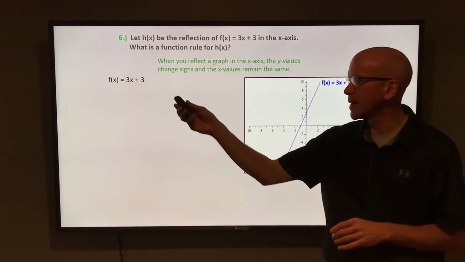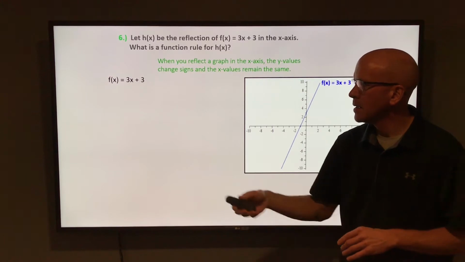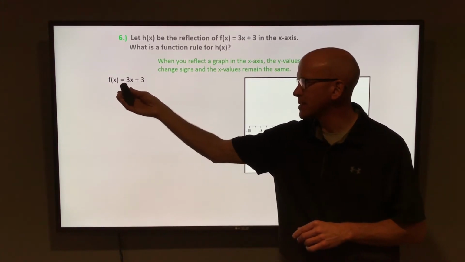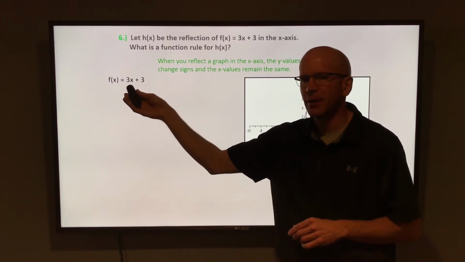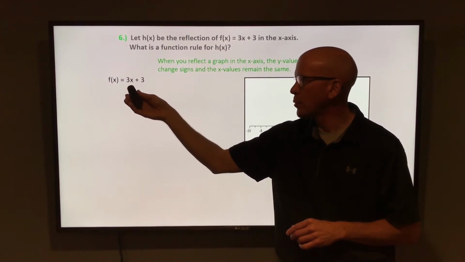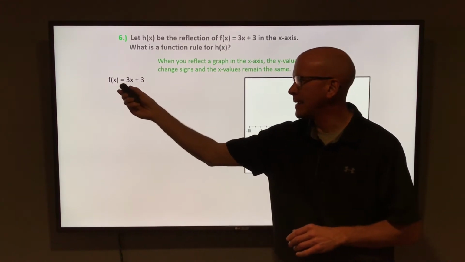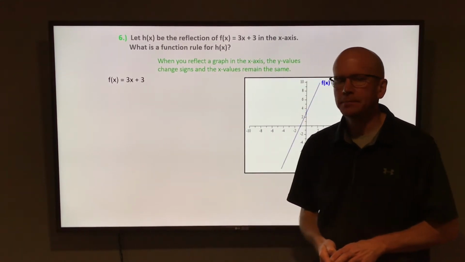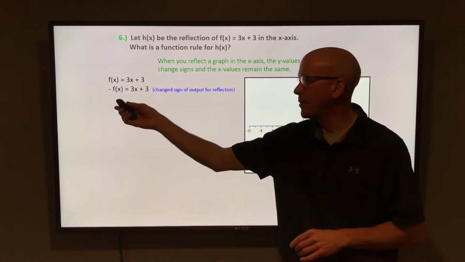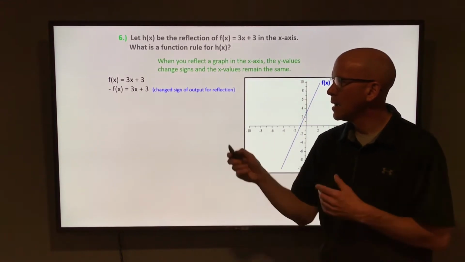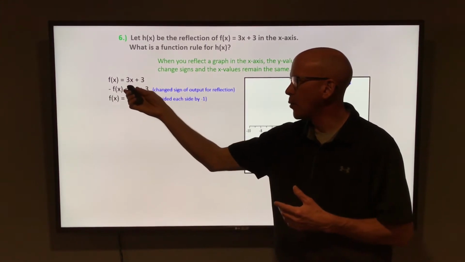So we're going to start with f of x equals 3x plus 3. F of x, that's your y value, that's equal to this 3x plus 3. So this whole right side is the value of y. If we're going to reflect that over the x-axis, we're going to change the sign of the value of y. So we're going to take the negative of f of x equals 3x plus 3. We're taking the negative of that whole right side.